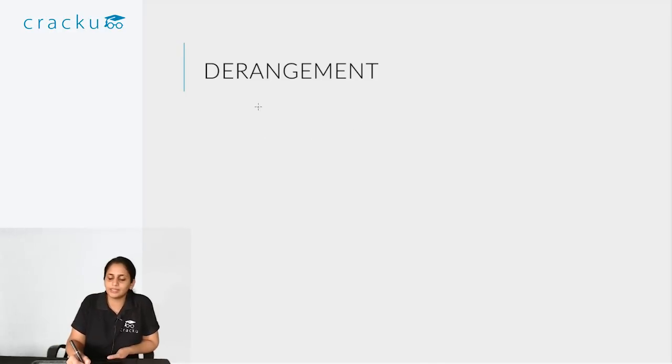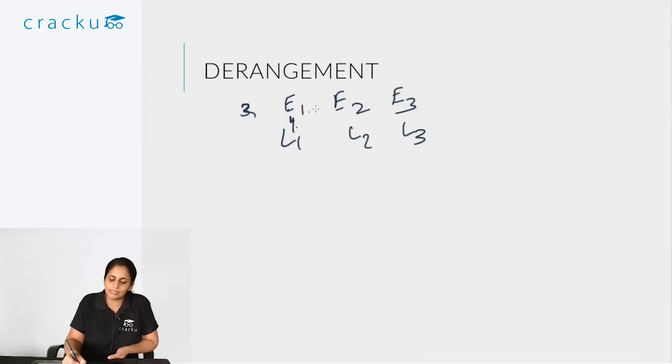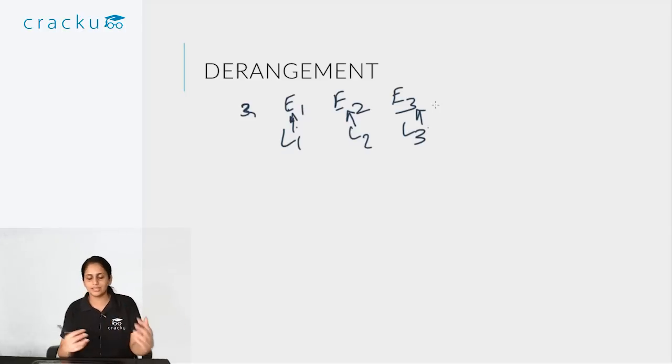So derangement basically means disarrangement. Suppose there are 3 envelopes, say E1, E2, E3, and 3 letters L1, L2 and L3. L1 was supposed to be put in envelope 1, L2 was supposed to be put in E2 and L3 was supposed to be put in E3, but they got disarranged in such a way that none of the letters ended up in their intended envelope. This means that there is perfect disarrangement.